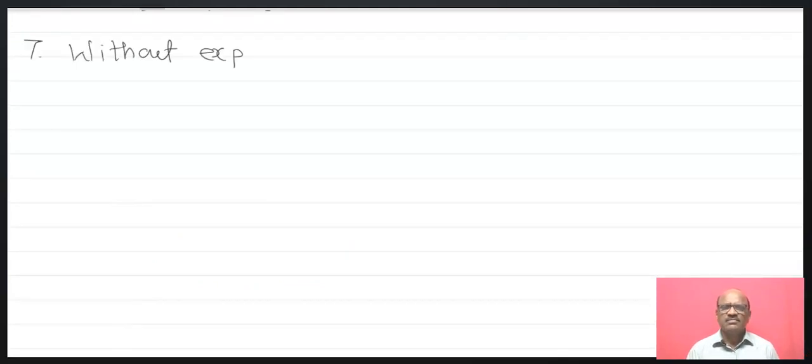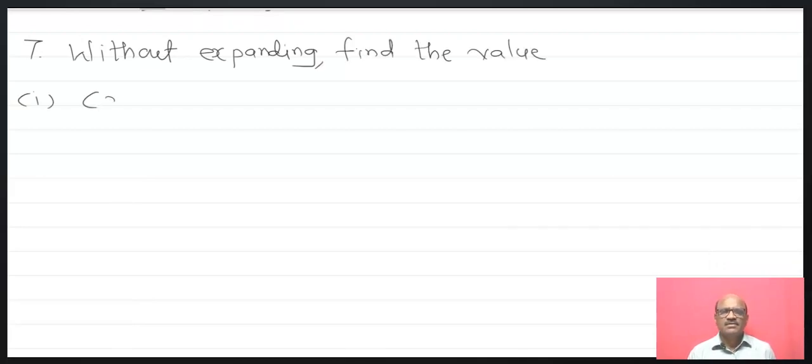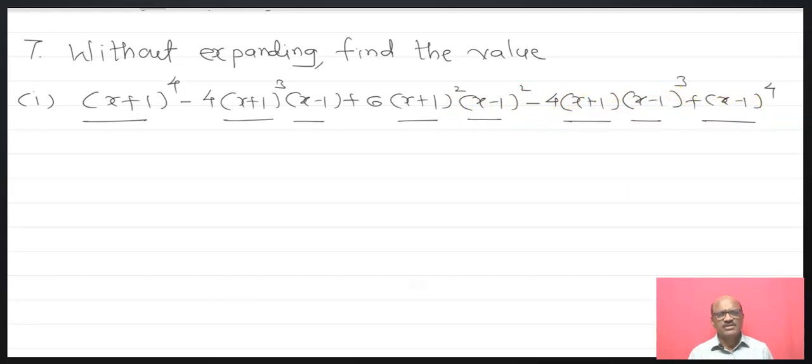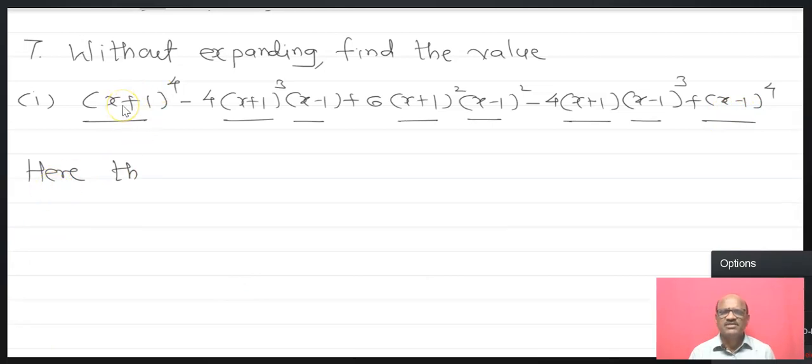Now the number 7, without expanding, find the value of (x plus 1) bracket raised to 4 minus 4 into (x plus 1) bracket raised to 3 into (x minus 1) plus 6 into (x plus 1) bracket square into (x minus 1) bracket square minus 4 into (x plus 1) into (x minus 1) bracket raised to 3 plus (x minus 1) bracket raised to 4. Now if you see this, these two terms, x plus 1 is here and x minus 1 is another term. And as there is alternately plus and minus, therefore there is a subtraction between the two terms.